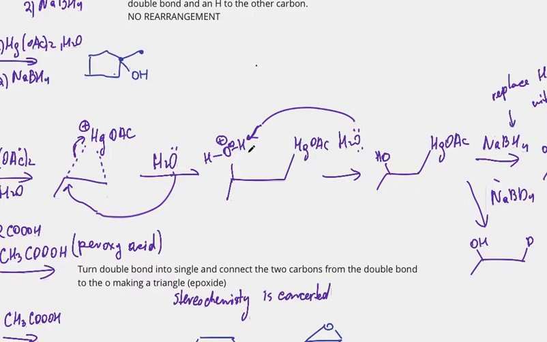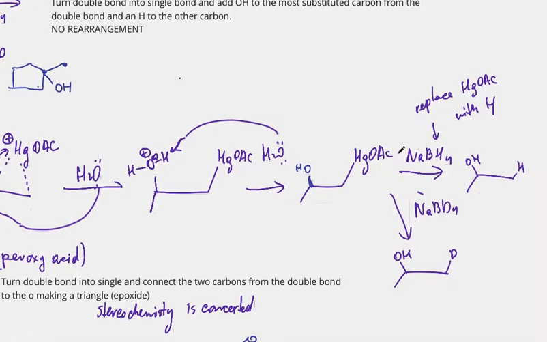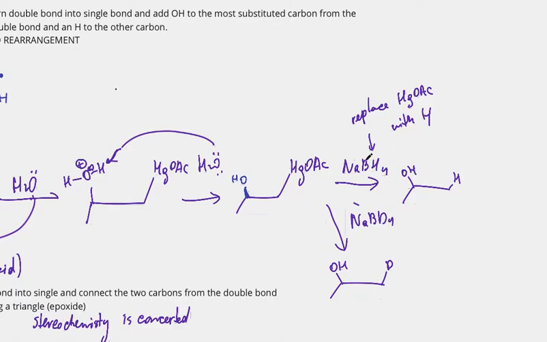In the next step, water will get deprotonated. So you have, and let me make it look better, you will have OH on the more substituted carbon and mercury with 1 acetyl group on the less substituted carbon. And then in the last step, we use NaBH4, and it replaces our HgOAc with a hydrogen.